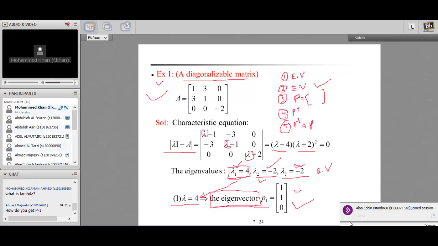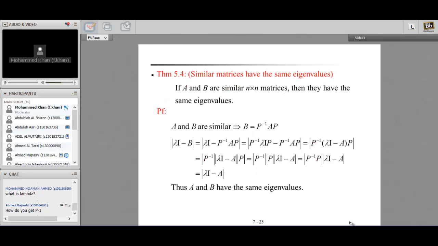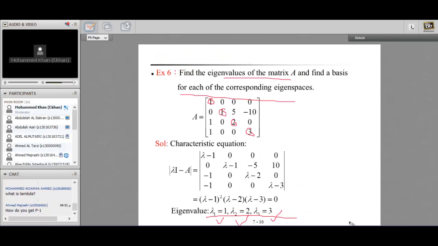So 1 1 0. In the previous slides, we found how we can find the eigenvector. In the same way, we can find the eigenvector like this. There are 2 or 3 steps or more. Here I'm not explaining; in the previous slides you'll see how we can find the eigenvector. This is the eigenvector corresponding to lambda is equal to 4. Similarly, we can find the eigenvector corresponding to lambda is equal to minus 2, then minus 2.